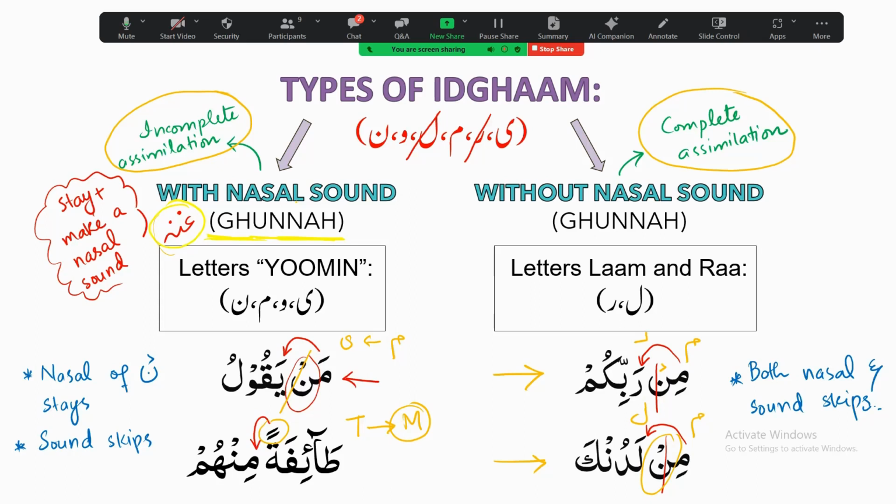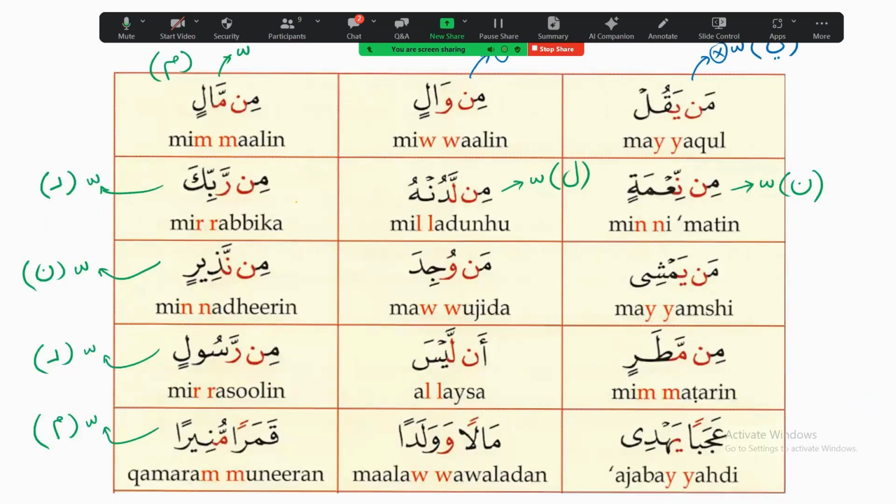And both of these types have different names. Why do they have different names? Because of the way the assimilation happens in these two categories. That is why we are supposed to differentiate these two. So we have discussed these two with examples as well. I hope that inshallah you will try to memorize the six letters of this rule as well. But yes, let's move on to the exercise of this as well.